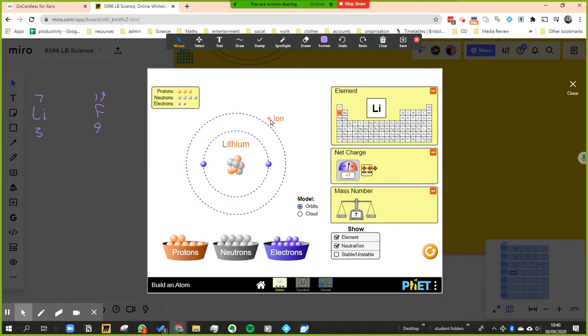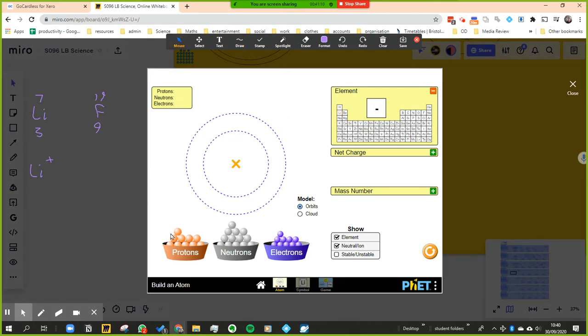So when I take away a negative electron, you have an overall charge of +1. So in fact, if you have a look over here, this is an ion now. This is a lithium ion. You could write that as Li plus. So we've now made Li plus. You could write the atomic number and the mass number again, but that's fine to demonstrate that it's an ion.